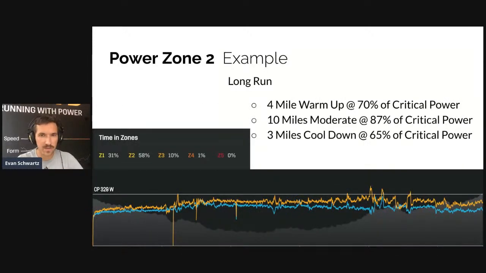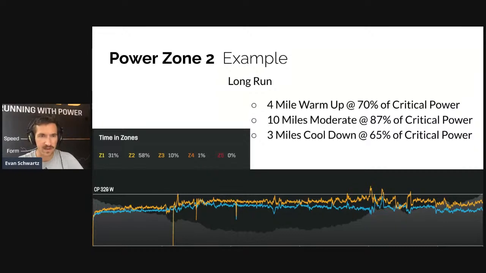So an example here is a long run I did pretty recently. It was a 4-mile warm up at 70% of my critical power, 10 miles at a moderate 87% of my critical power. So again, if you remember, 80 to 90% of your critical power is the moderate zone. So 10 miles right smack dab in the middle there. Then a 3-mile cool down at 65% of critical power.